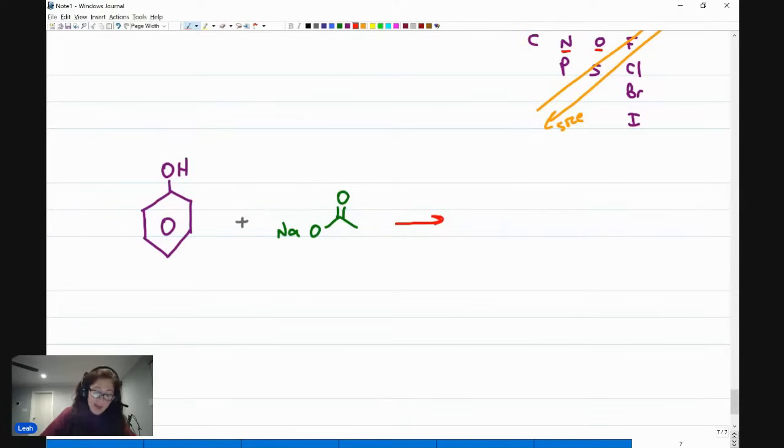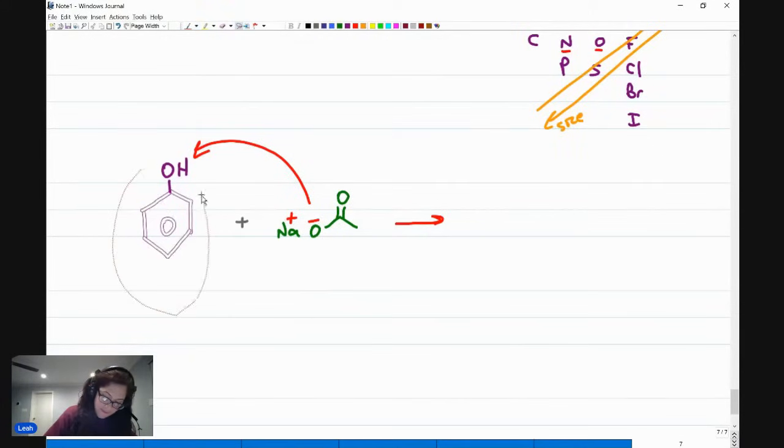What happens when I react phenol and sodium ethanoate? The sodium is a positive charge spectator. This right here is negative. And so the negative is going to grab a hydrogen off the other potential acid. So that is my first step. I'll just copy this piece over. So now I get a deprotonated phenol, a phenoxide.